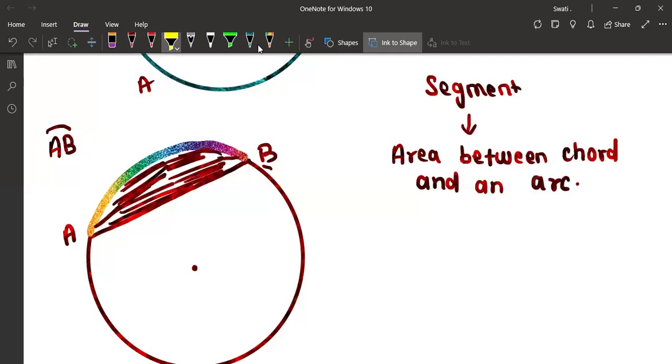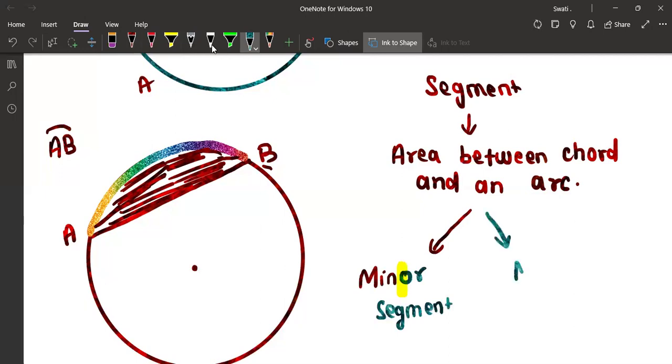Now, of course, there are two types of segment. One is called the minor segment and another is called the major segment. I think it's very clear now. You can clearly say what will be the minor segment and what will be the major segment. The minor segment is the area made by the chord and the minor arc of a circle.